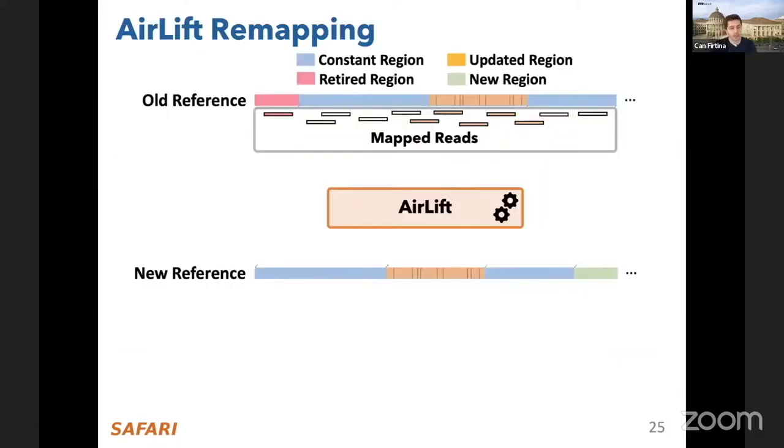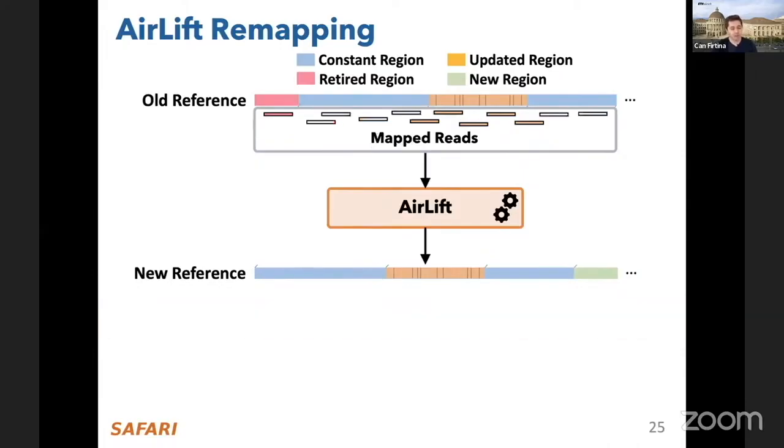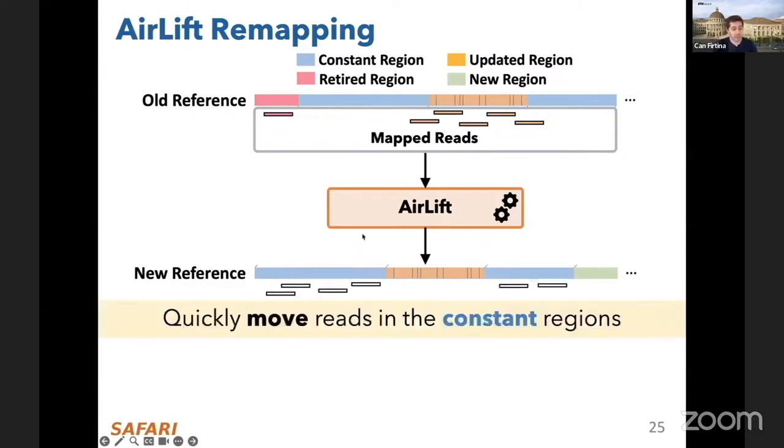What we do essentially is we take all the mapped reads in the old reference genome, and then we quickly move the reads that are only in the constant regions. So let me do the animation again. We just move the reads that are in the constant regions, because we know that they are exactly matching in the new reference genome, and they don't have another region that is highly similar to that particular region in the new reference genome, as could happen in the new regions. So we can accurately and also efficiently move these reads from the old reference genome to the new reference genome.